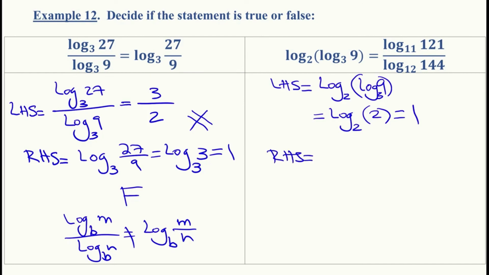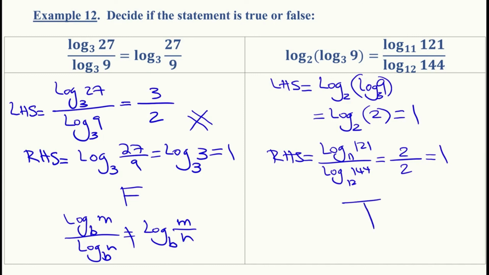The right-hand side is log base 11 of 121 over log base 12 of 144. Now we know log base 11 of 121 is just 2, because 11 squared is 121. And we know that log base 12 of 144 is also 2, because 12 squared is also 144. So this becomes 1. So here we can say this statement is true, because the left and the right-hand side are indeed the same.